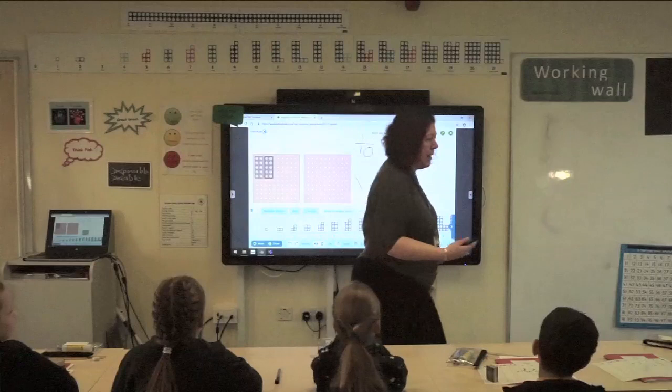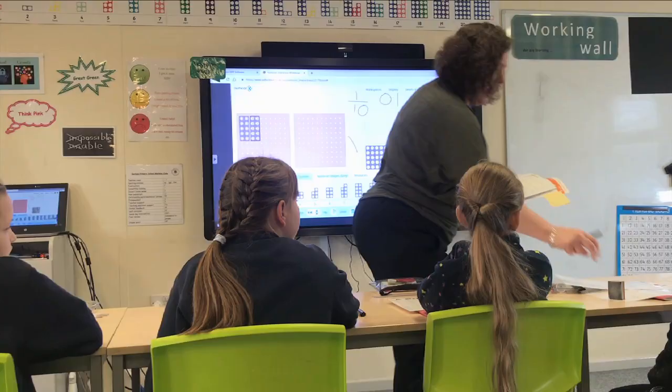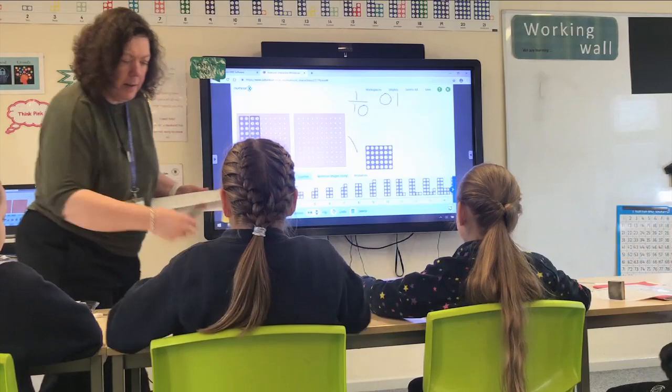So I have here a decimal place value frame. So have a look at it. Maybe have a chat to your neighbour. What do you notice compared to the first frame I gave you?